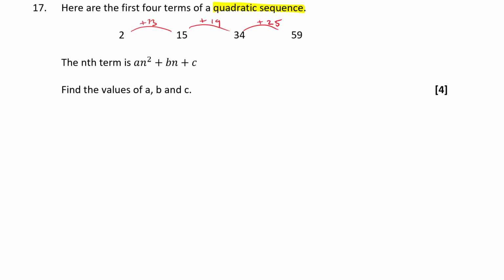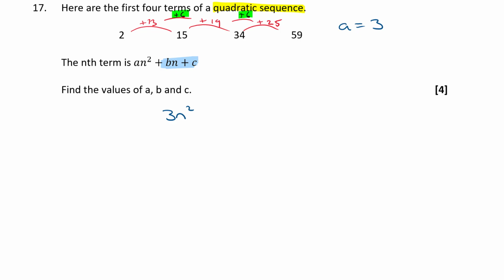But if you look at the second difference, 13 to 19 has a difference of plus 6, and 19 to 25 has a difference of plus 6. So it has a common second difference of plus 6. That is important. That tells us that the a term is going to be half of that value. Basically, a is equal to 3. So that's going to give me my 3n squared part. So this quadratic sequence is made up of 3n squared plus this linear part here, bn plus c, which we still need to find.